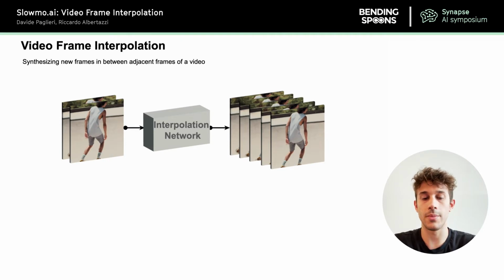The goal of video frame interpolation is to synthesize new frames in between adjacent frames of a video. This is done so that we can upsample the frame rate and have a smoother playback, or keep the same frame rate and have a slow motion effect.